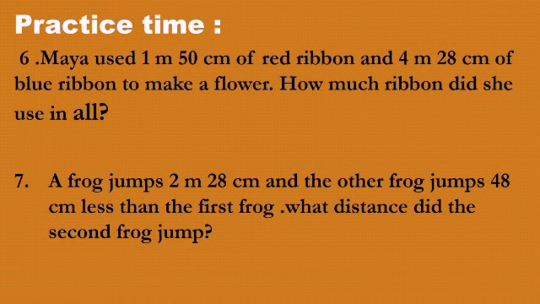And question number 7 is, a frog jumps 2 meter 28 centimeter and the other frog jumps 48 centimeter less than the first frog. What distance did the second frog jump? So you have to answer it.